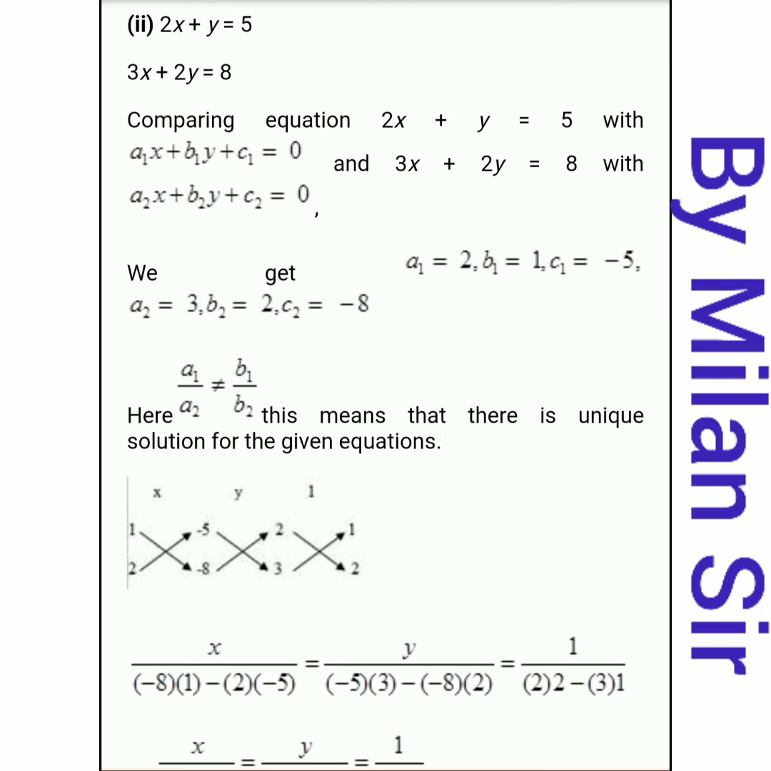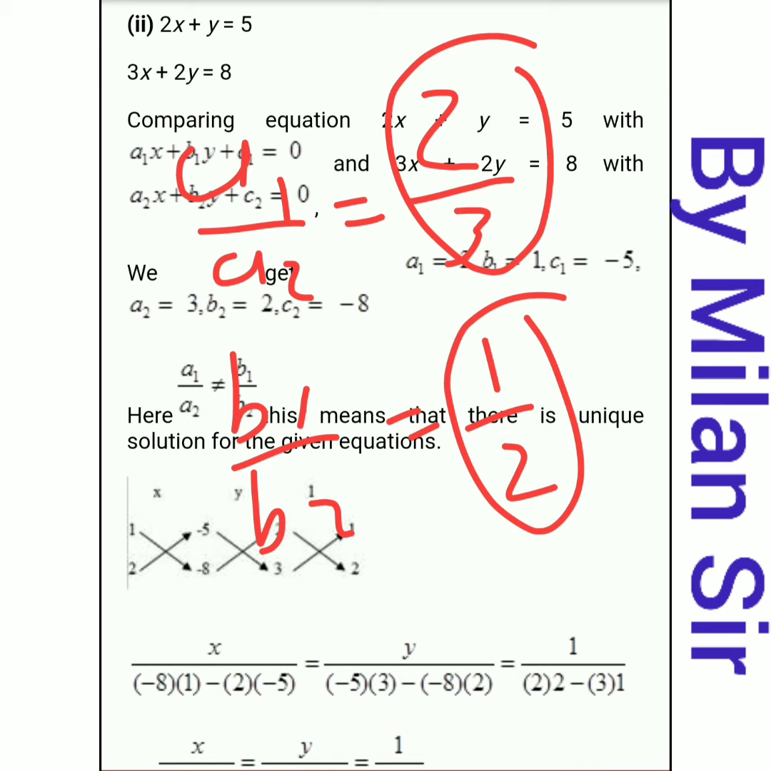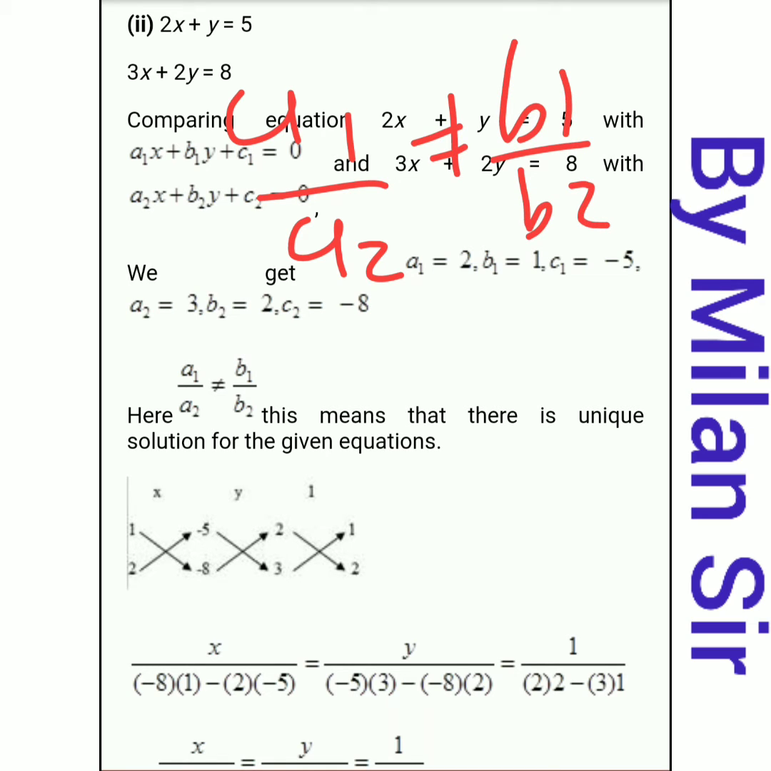Now just check the ratio a1 upon a2, it is 2 by 3, b1 upon b2 it is 1 by 2, right? So here a1 upon a2 is not equal to b1 upon b2, right? So we do not need to check our third ratio. This is the condition of intersecting lines, and intersecting lines means a unique solution. So here we need to write a1 upon a2 is not equal to b1 upon b2. This means that there is a unique solution for the given equations.